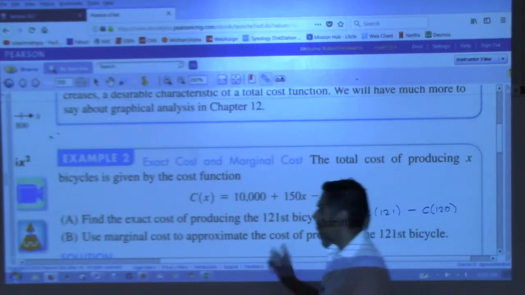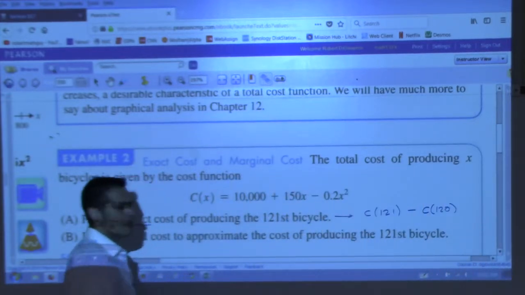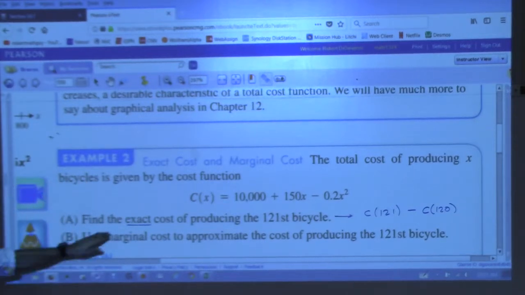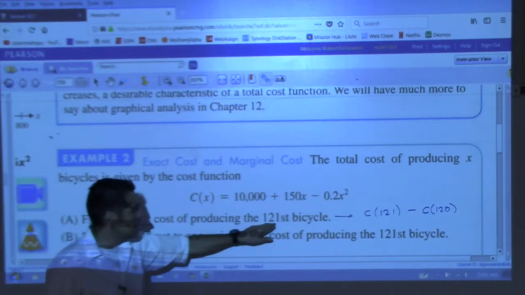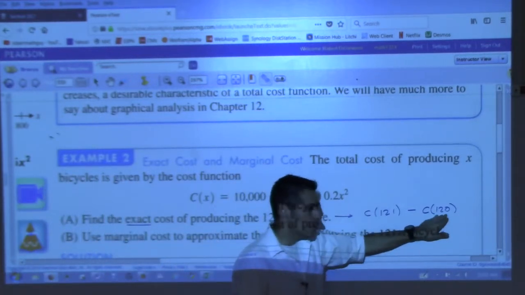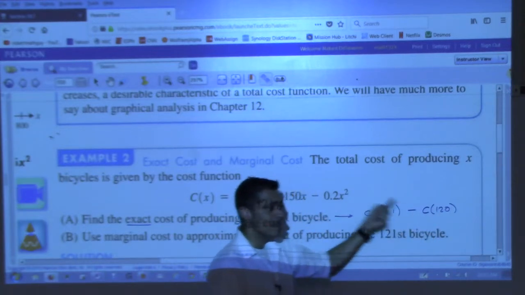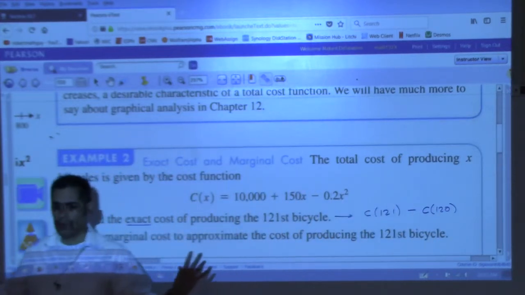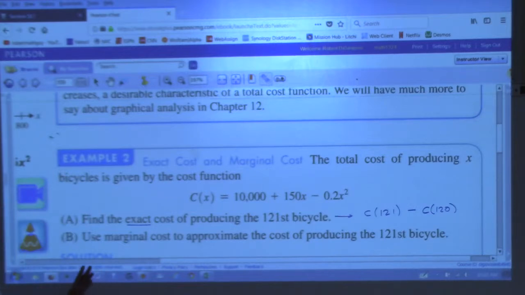What tells us that we're using this is the fact that you see the word exact in there. When you see exact, then you're going to use that formula right there. Whatever item they're telling you, 121st, you put that in, then you subtract 1 from that, 120, and you take the difference between those in the original function. No derivatives at all in this part of the problem. Now, this next one's a little tricky.